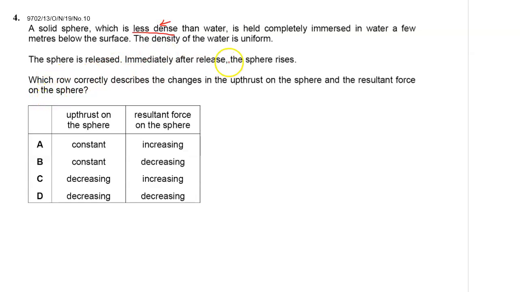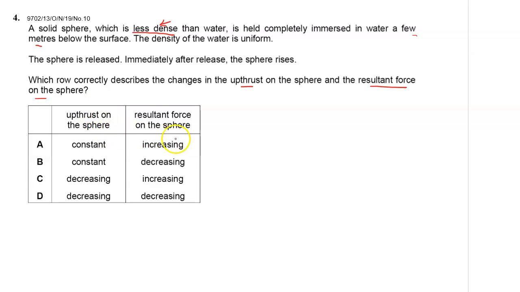So it is held completely immersed a few meters below the surface of water. So when it is released, it will shoot up. It will come up because upthrust is greater than the weight. Therefore, it will come up. Which row correctly describes the changes in the upthrust on the sphere and the resultant force on the sphere?